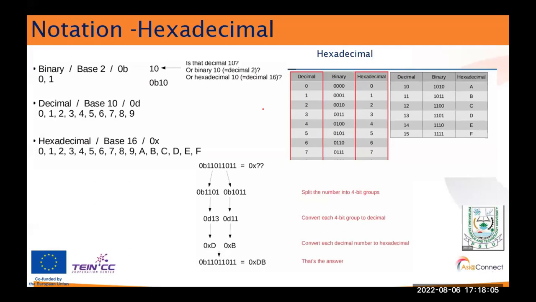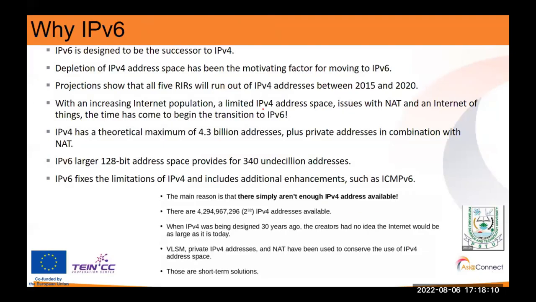IPv6 IP address. So basically, why IPv6? Basically, IPv6 is designed as the successor of IPv4, and depletion of IPv4 address space has been the motivating factor for moving to IPv6, because IPv4 is already running out, and some of the regional internet registries, that means APNIC and others, have already run out of their IPv4 range. That's why IPv6 was introduced.